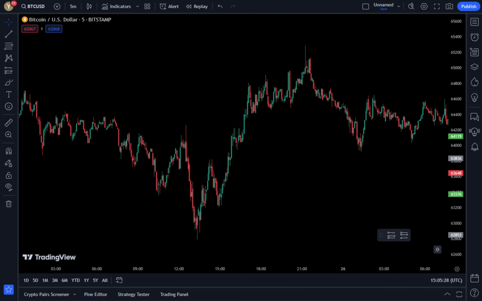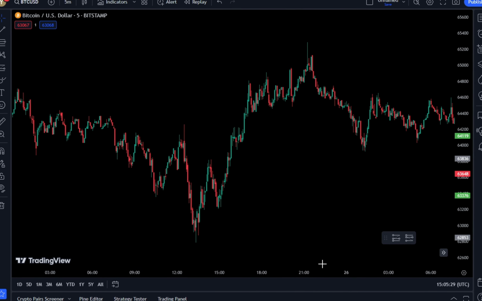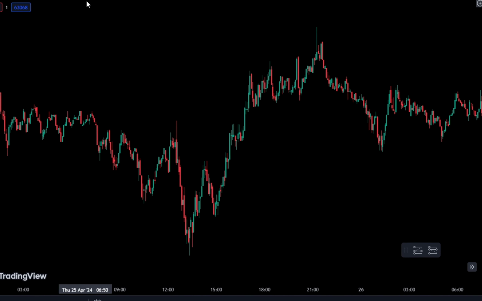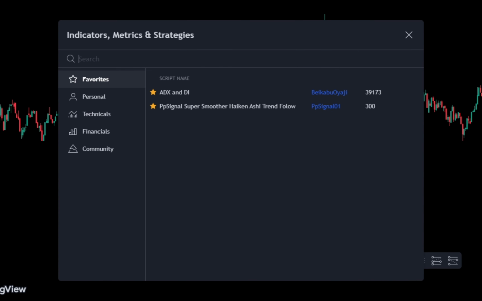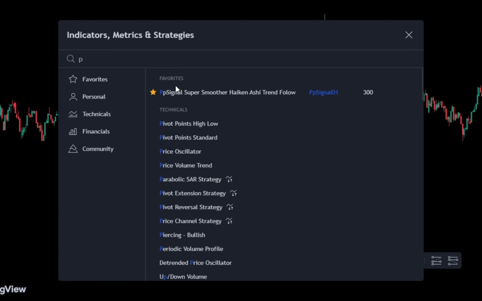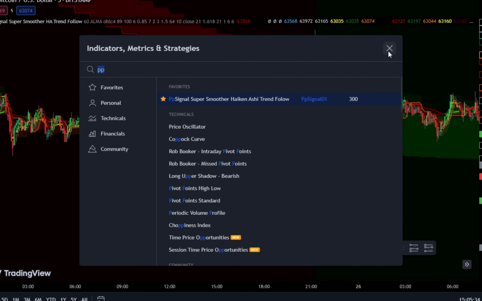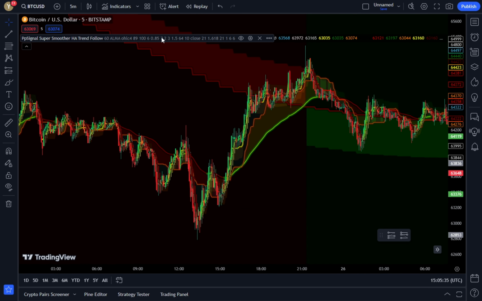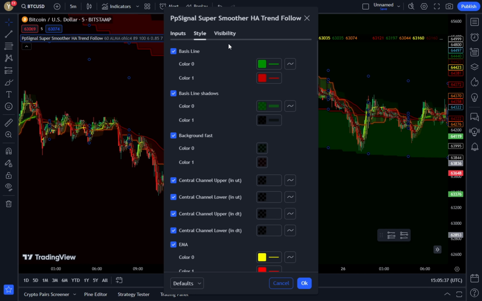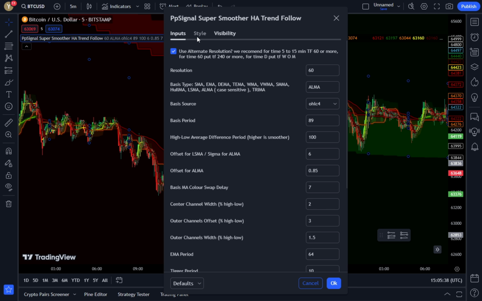Now, go to the Indicator Search tab. In the Indicator Search tab, type PP Signal Super Smoother Heiken Ashi Trend Follow, and select PP Signal Super Smoother Heiken Ashi Trend Follow from PP Signal. Then, go to the Indicator Settings. In the Input tab, leave the settings as normal.